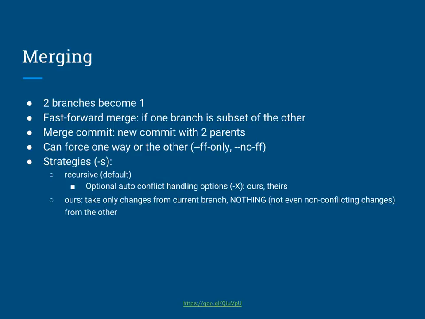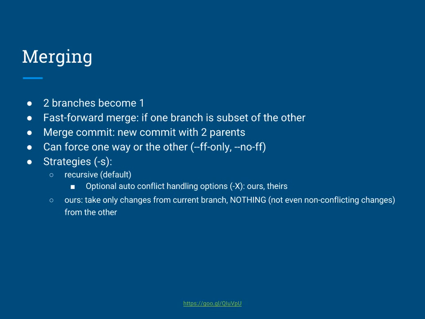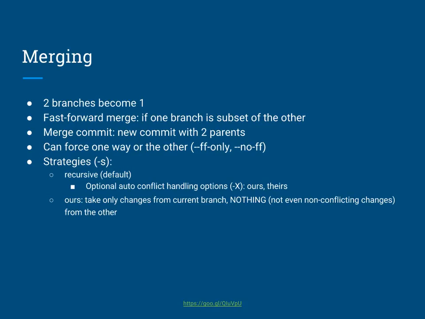On the other hand, this is important if you want to say one branch completely supersedes the other, and I don't want changes from A and B. I just want A, but I want to bring the history together. You can say the ours strategy, -s ours. And only one branch will have its history be brought into the merge commit. So not even non-conflicting changes are then taken from the other branch.